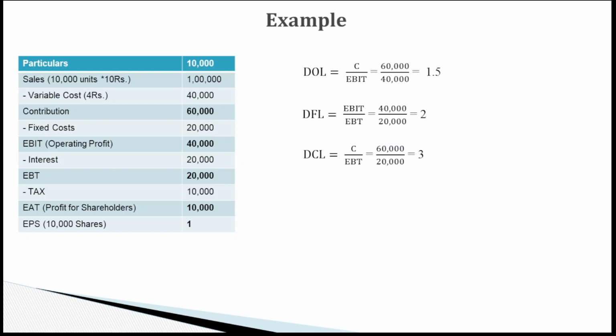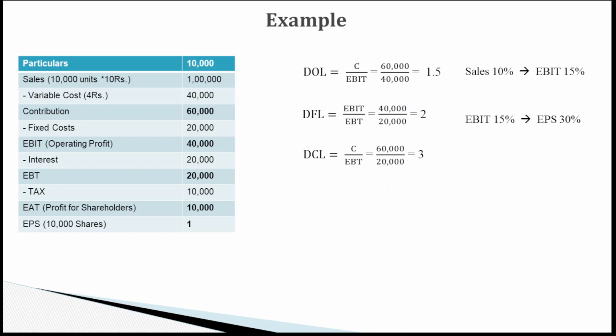So DOL is 1.5. What does this mean with respect to decision making? This 1.5 means if a company will increase its sales by 10%, then there will be an increase of 1.5 times in the EBIT, that is 15% in EBIT. In a similar manner, with respect to financial leverage, it is 2 times. It means if I increase my EBIT by 15%, then my EPS will increase by 2 times of it, that is 15% into 2, 30%. So my EPS will increase by 30%.